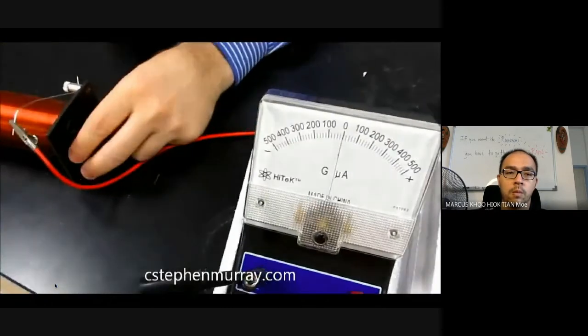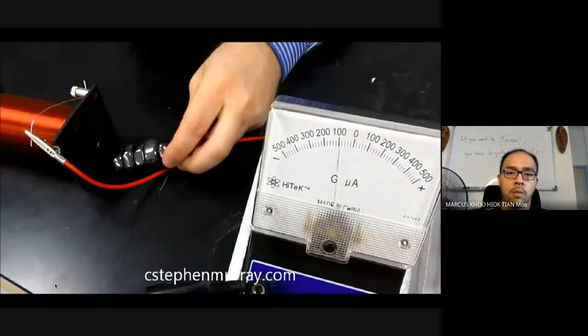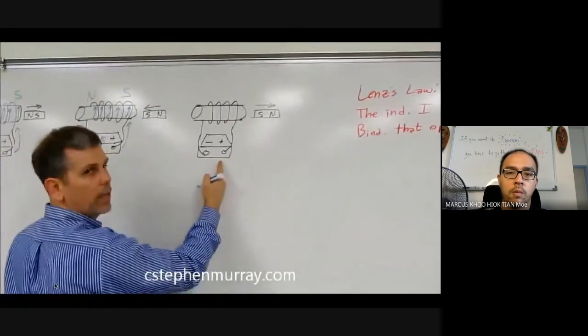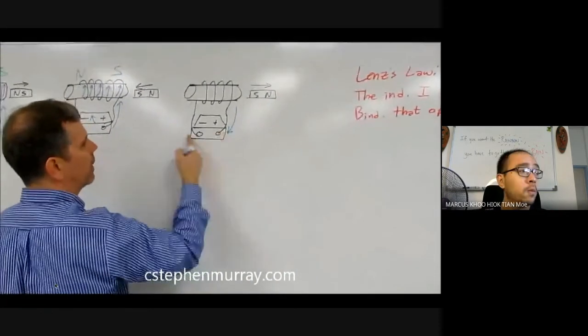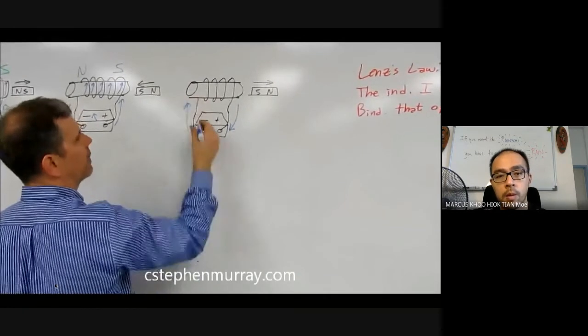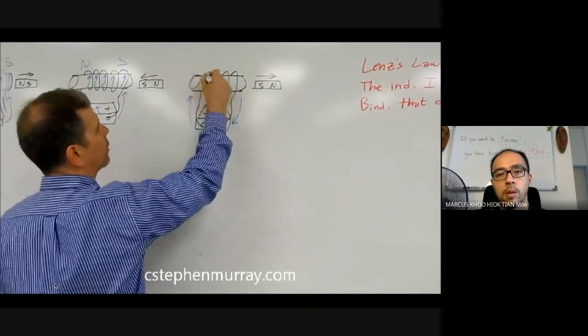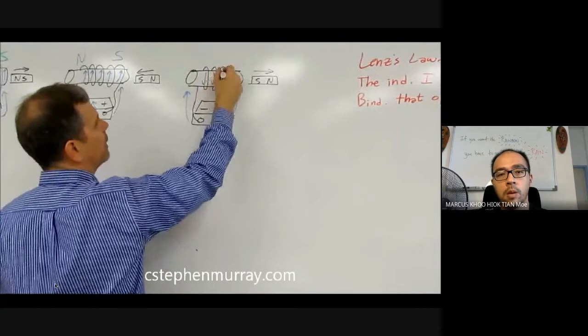Now we take the south out of the solenoid. Watching, it read positive, which means current flowed into the positive side of the ammeter, and out of the negative side. Again, from behind, all of the current in each of these is now flowing down the front.